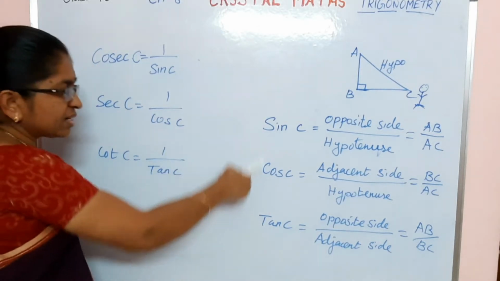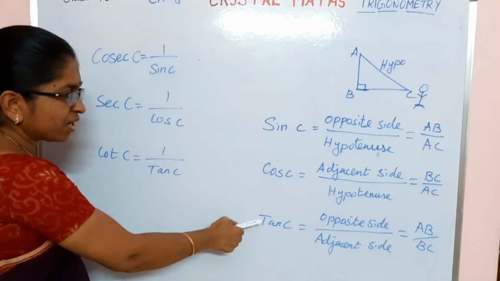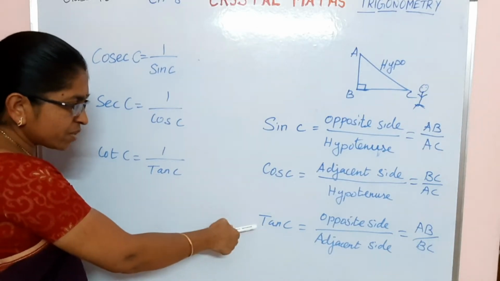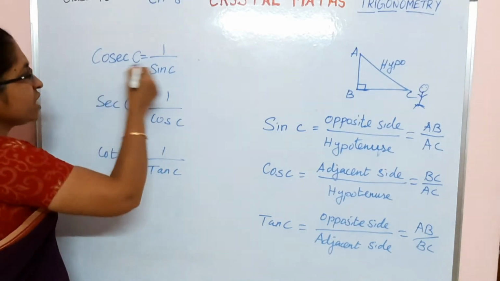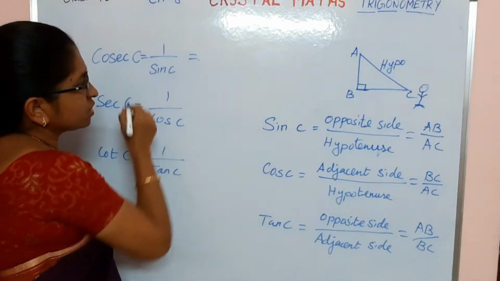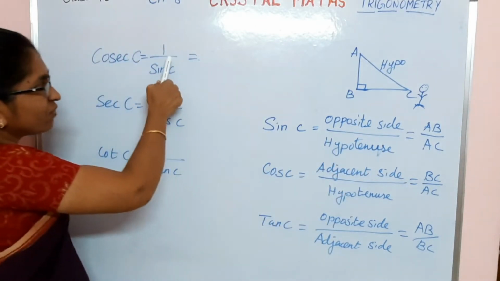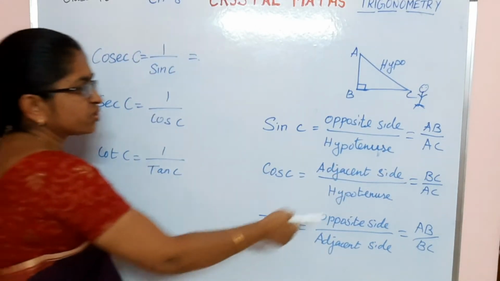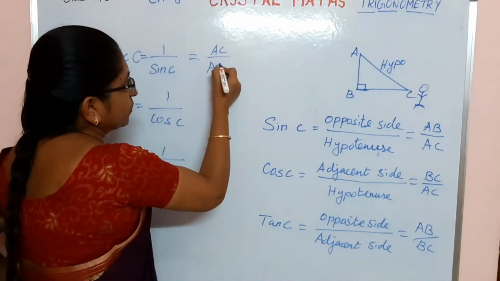Remember, this is one set, this is another set. This is the set which we have to remember easily. If you remember this, you can write this one also in a very simple way. Cosecant C will be equal to inverse of sine C. What did we write for sine? Opposite by hypotenuse. Here we can write hypotenuse by opposite side. You can write it as AC by AB.